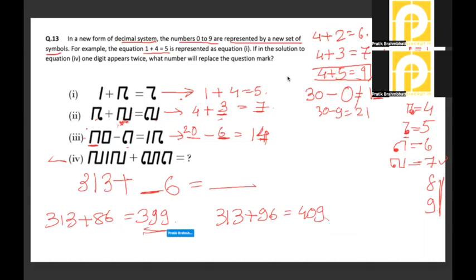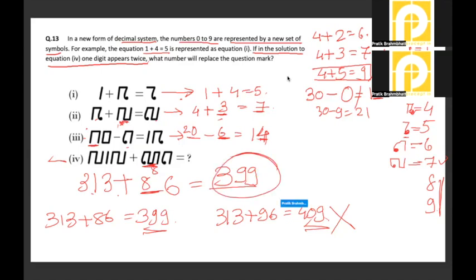Either it is for 399 or 499. But what we are given in the question is this part: if in the solution to the equation one digit appears twice. Which means in 409 none of your digits repeat, so that's why it's not possible. Which means this figure has to be 8, and it has to be 313 plus 86, and the resulting answer that we are looking at is 399. Okay, which means 8 in this diagram will look something like this. You don't have to decode this, that's okay, I'm just writing it for our purpose. So the answer is 399.